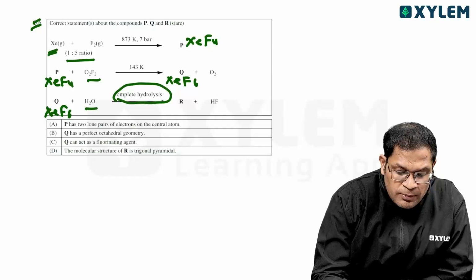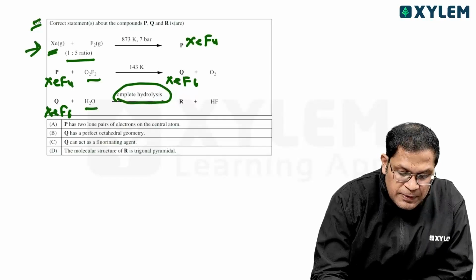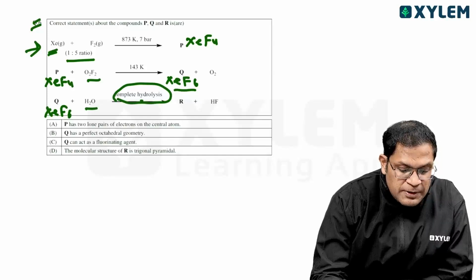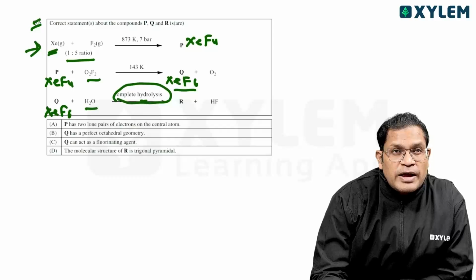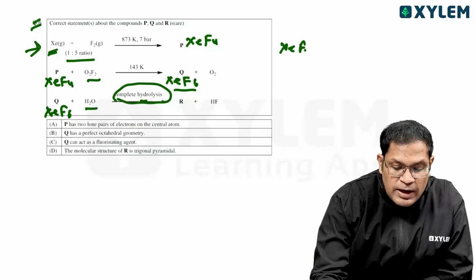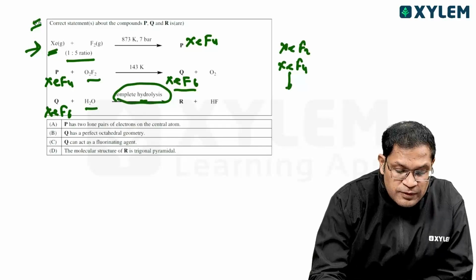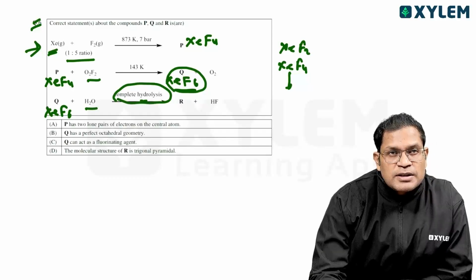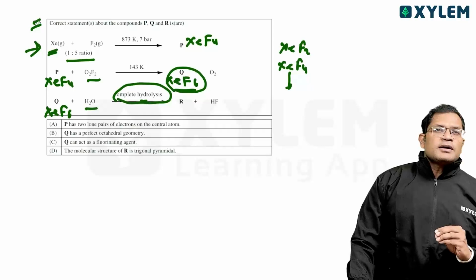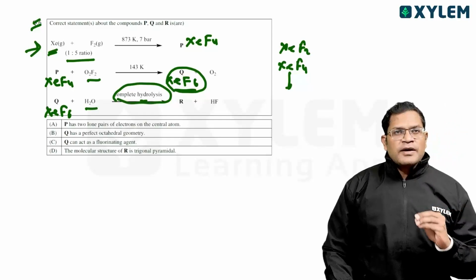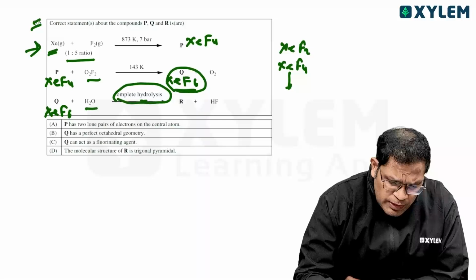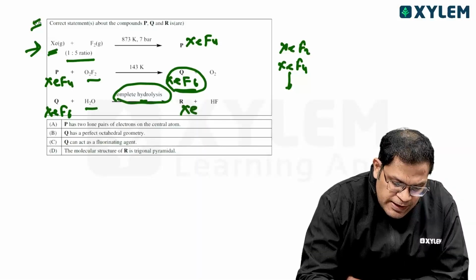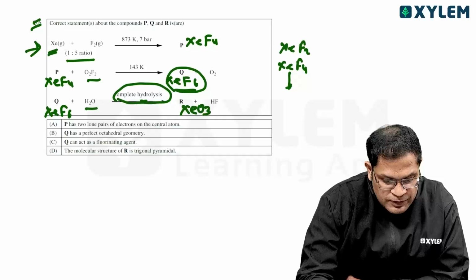Remember this: if you don't know about this reaction, you can easily predict this XeF6 by complete hydrolysis, because the word complete hydrolysis is used for XeF6 only, because XeF2 and XeF4, in the lower state, always hydrolyze completely. So if they are forcing you to do complete hydrolysis, that means they are giving you a hint of XeF6 only. So XeF6 on complete hydrolysis, XeO3 will form, and with one lone pair, NHF.